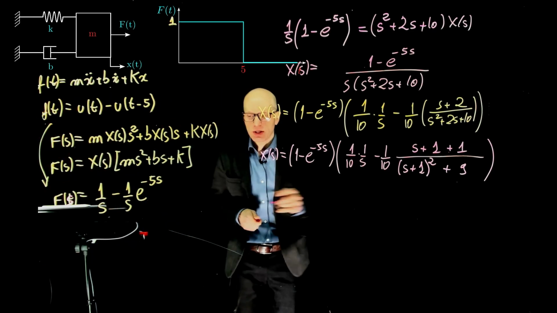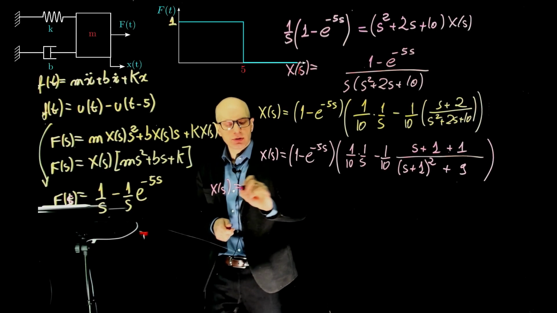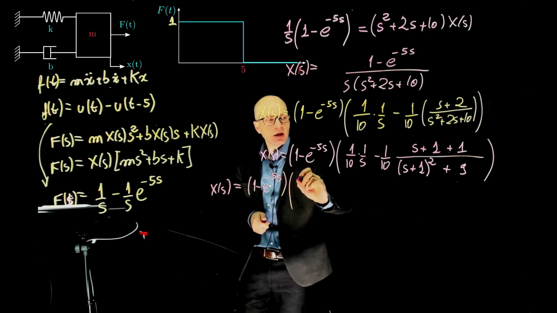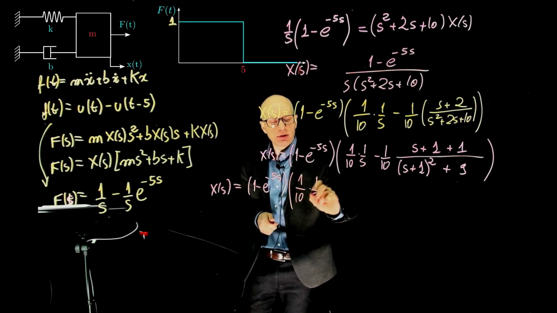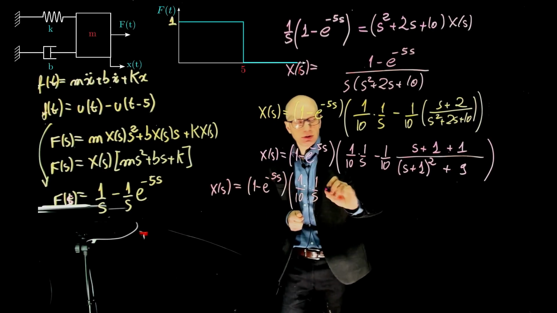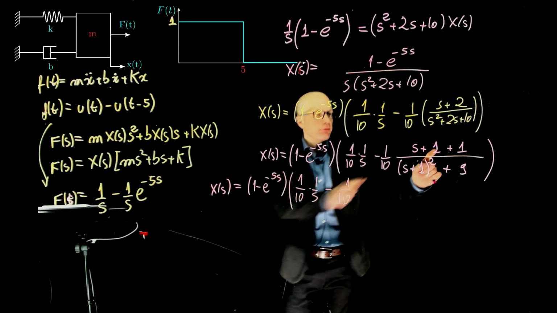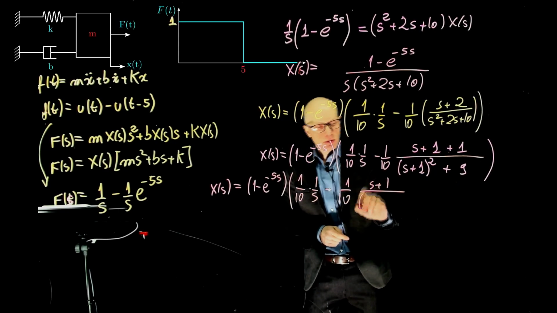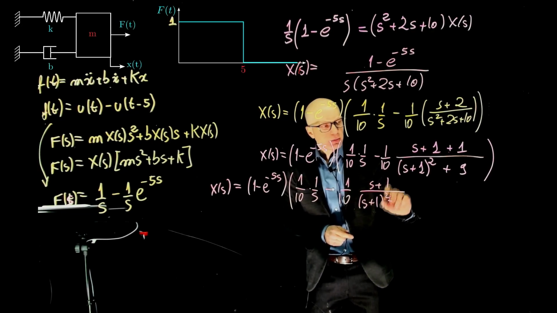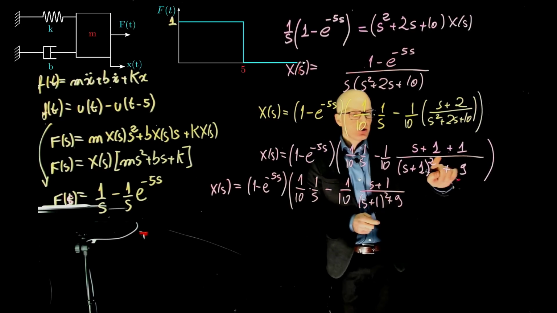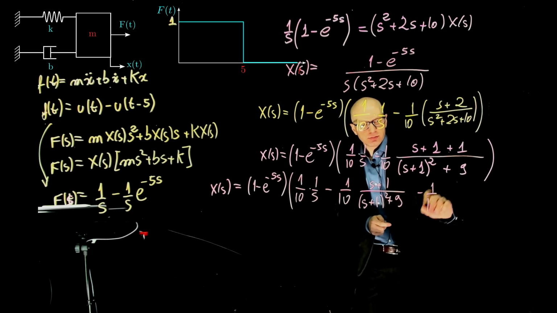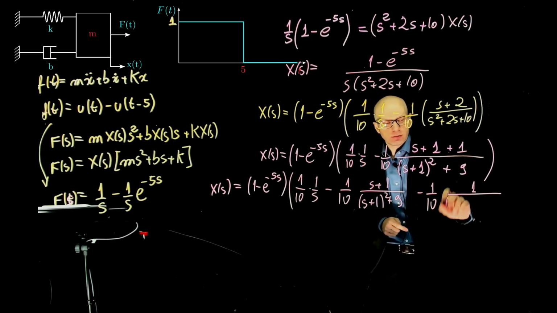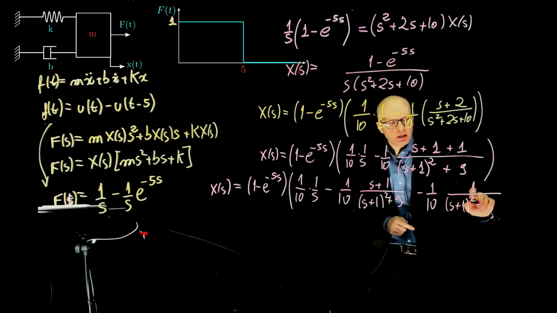Okay, so I can further expand this now in two terms. 1 minus exponential minus 5s. I'm going to go over time again, and I apologize for that, but at least we have the solution for this. Minus 1 over 10. Now the first term is this, s plus 1 over s plus 1 squared plus 9. And the other term is, don't forget that everything is multiplied by 1 over 10, 1 over s plus 1 squared plus 9.